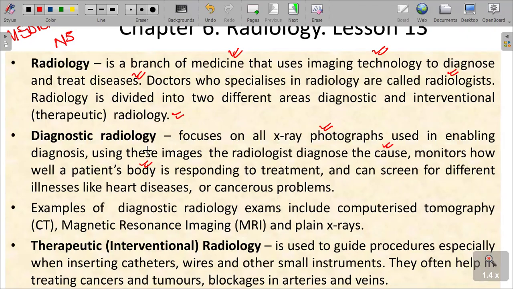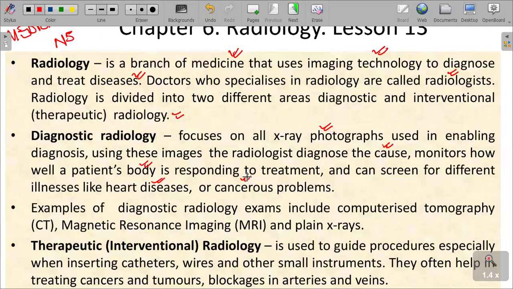It is quite a recent medicine branch which actually helps in ensuring that the response or the treatment of diseases is comprehensive, and it can also screen for illnesses like heart diseases and cancerous problems. We can also screen their development, or the way they have been established in a human body.